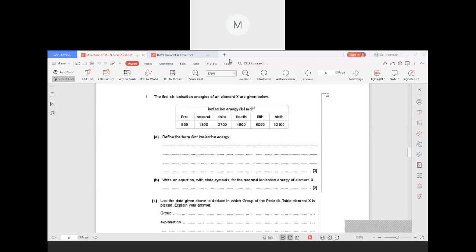Oh, this one. Yes. What is it? First ionization energy is the energy required to remove 1 mole of loosely held electron from 1 mole of gaseous atom to produce 1 mole of gaseous ion with a charge of positive 1. Yeah, correct. Finally, you found it, Max. Okay, now B, Mario. An equation for the second ionization energy of element X.